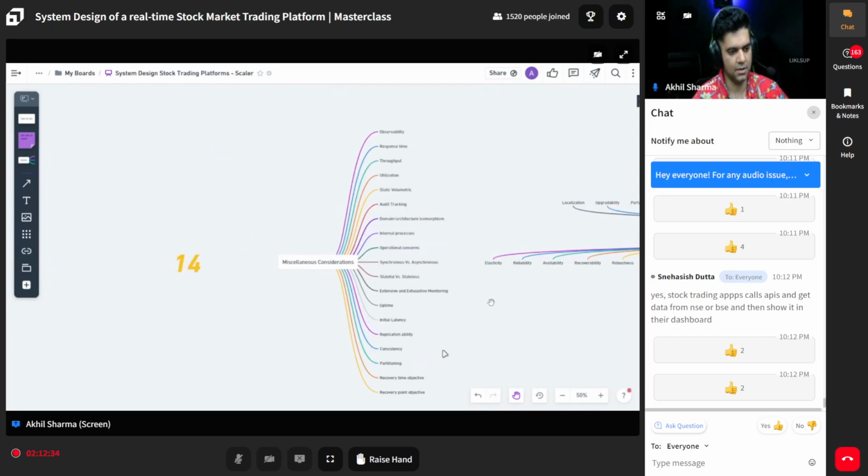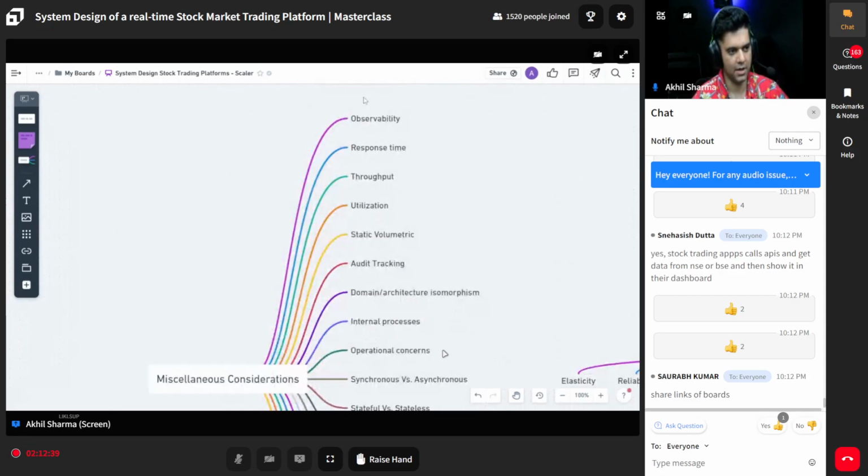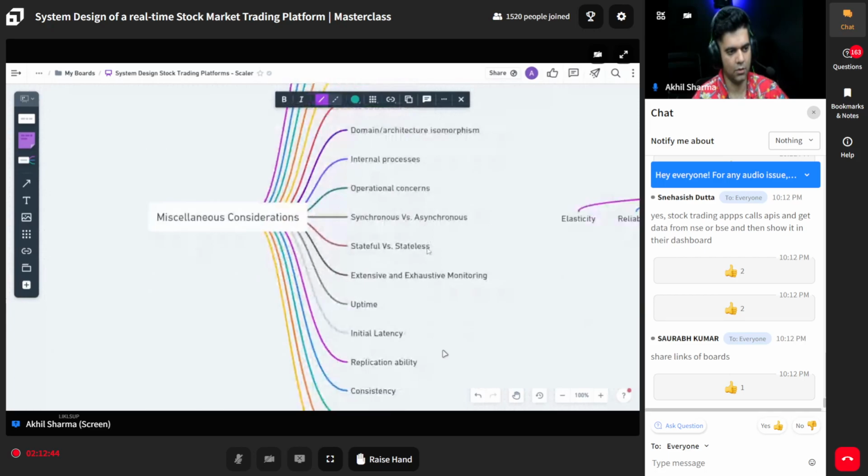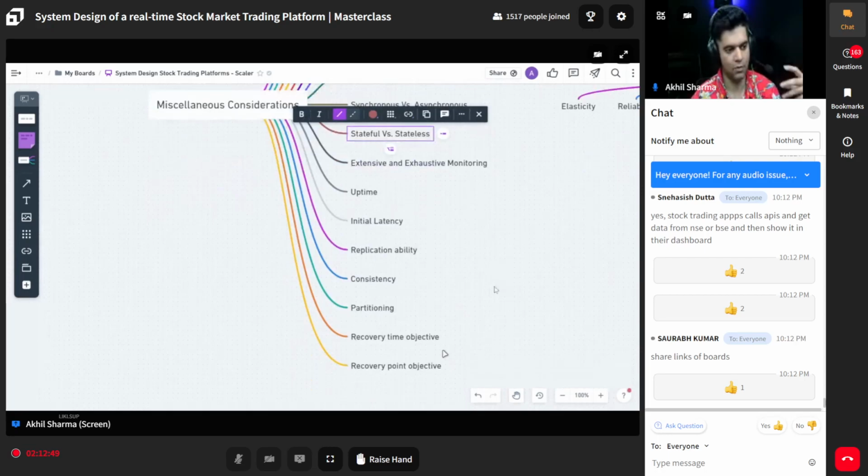What you do is you go through all the possible considerations you can have before you design a system. Do you want observability? Do you want throughput? Do you want audit tracking? Do you want synchronous or asynchronous systems? Do you want stateful or stateless? Do you want high uptime? Do you want high consistency? What do you want, right? You can't have all of these, so you will take only a few of these.